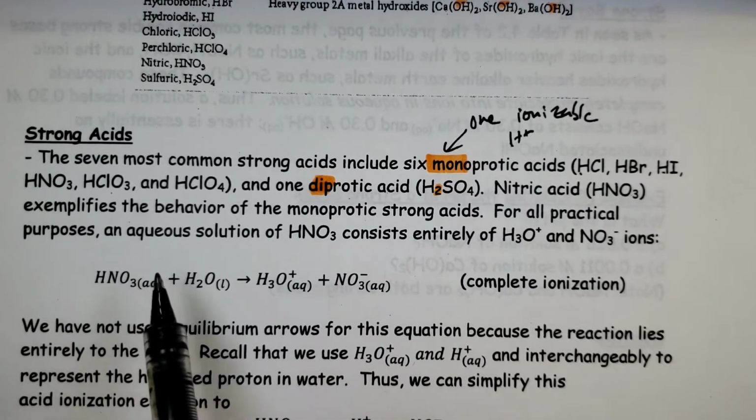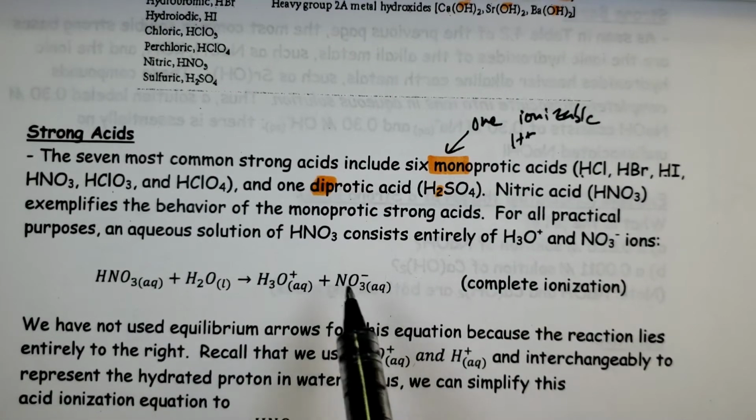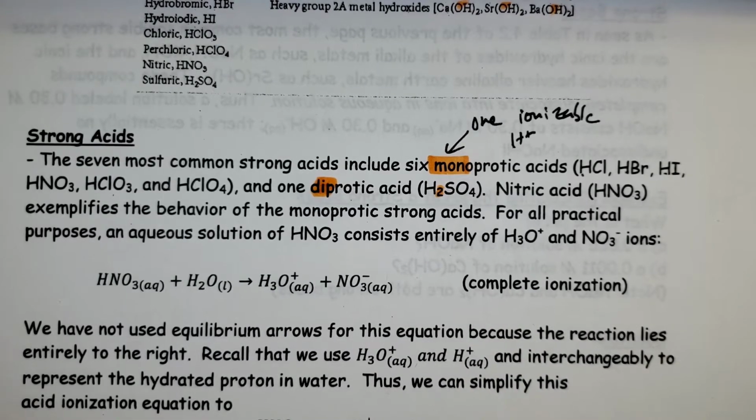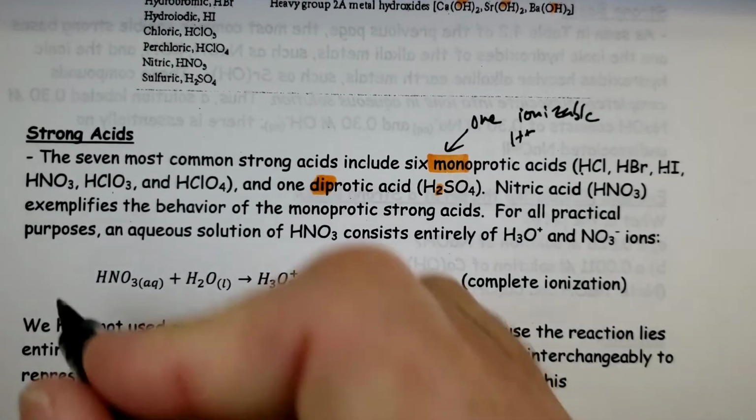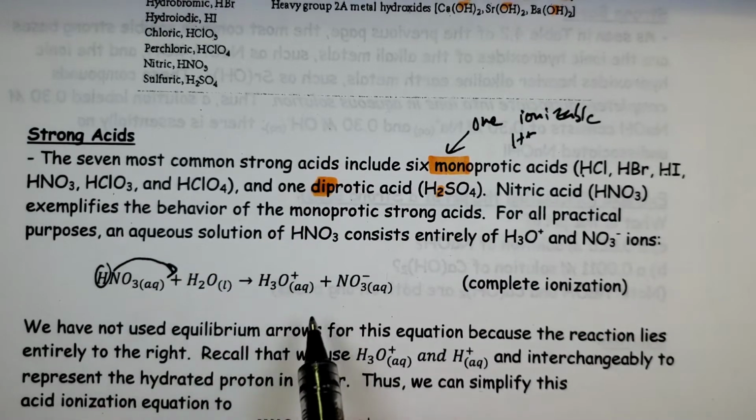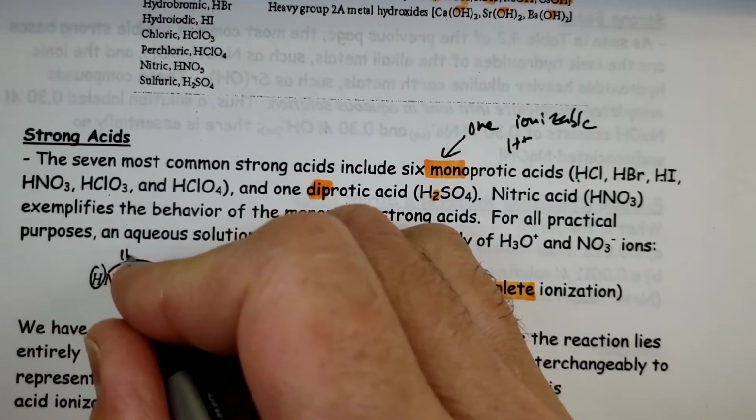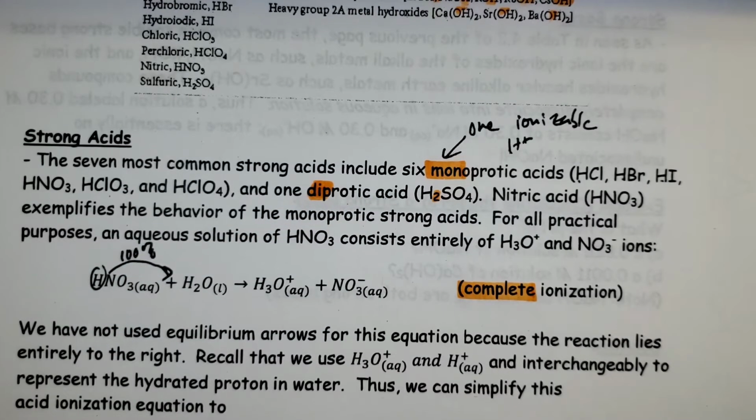Nitric acid exemplifies this behavior of the monoprotic strong acid. For practical purposes, an aqueous solution of HNO3 exists entirely as H3O plus and NO3 minus ions. So if we look at nitric acid in water, we can think of the H being transferred to the water to make a hydronium ion, leaving NO3 minus. We assume that that completely happens. So 100% of that H breaks off from nitric acid and combines with water to make hydronium.